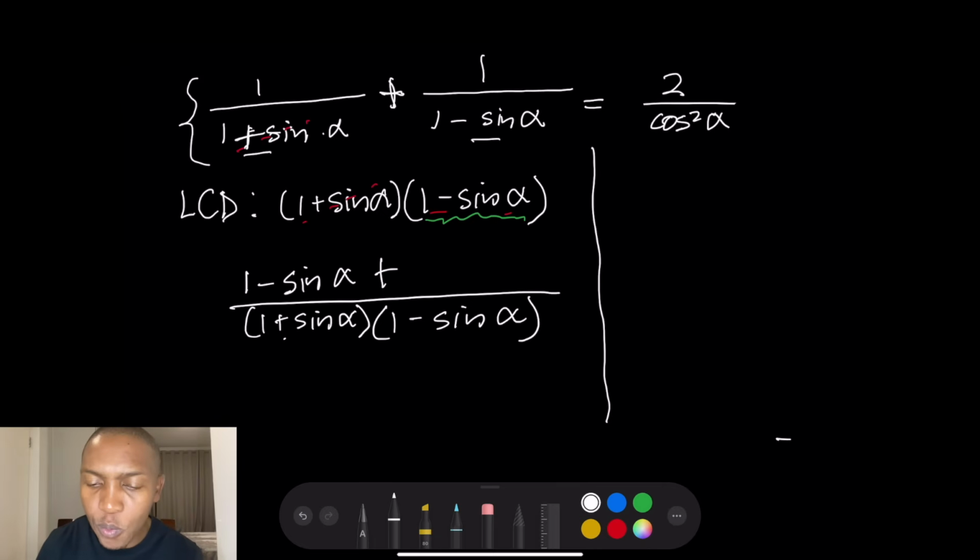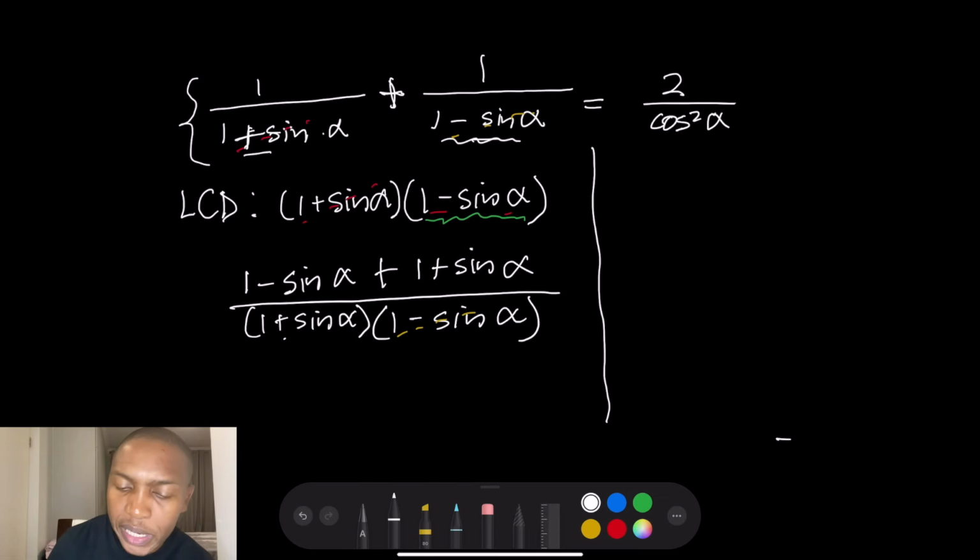Now we've got LCD divided by that denominator. So you'll see how 1 minus sine of alpha will cancel. So put that in yellow. So this will cancel that. So in that case, multiplied by the numerator, which is 1. So what you'll have is 1 plus sine of alpha.